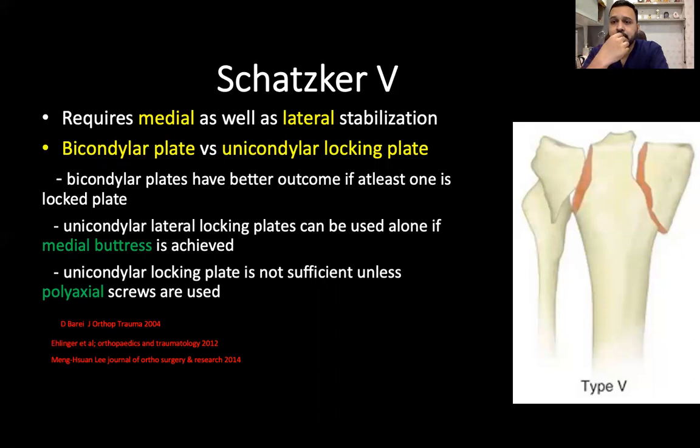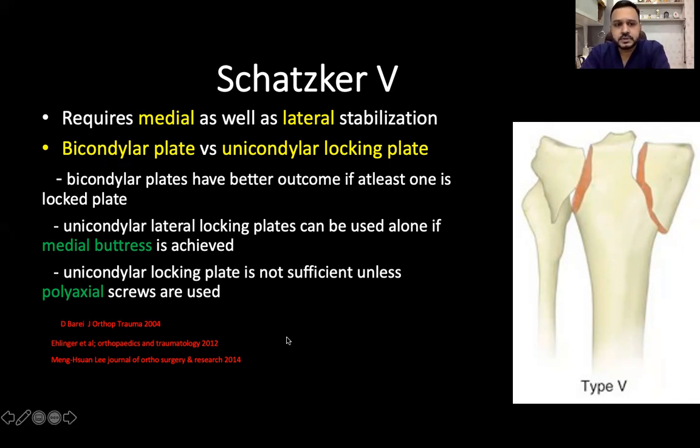For type 5 bicondylar fractures, usually there is a continuity between shaft, metaphysis, and joint, and only the condyles are fractured. So here you need to have a buttress for both the condyles, medial as well as lateral. Now there are some controversies whether to go for a bicondylar plate or whether a unicondylar locking plate will also do.